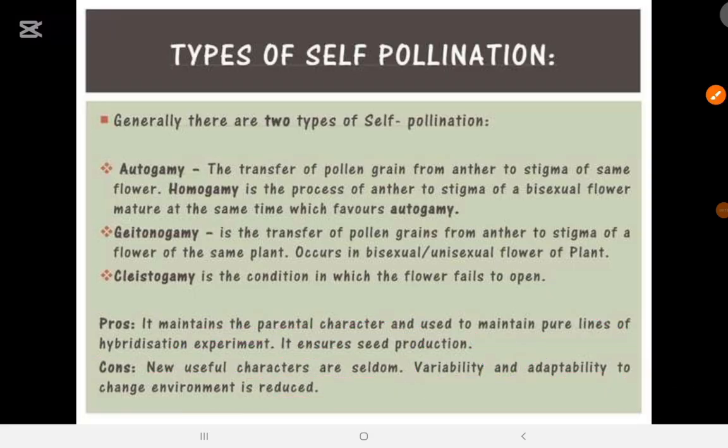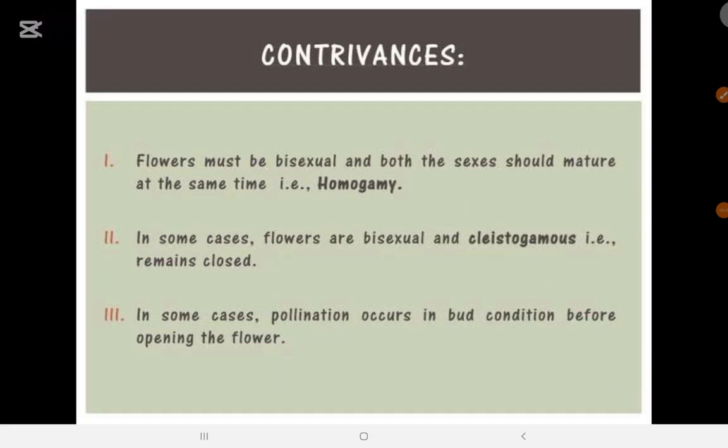All right. So now, what are the contrivances? The flowers must be bisexual and both the sexes must mature at the same time. So that's homogamy. In some cases, flowers are bisexual and cleistogamous, that is, they remain closed. And in some cases, pollination occurs in bud condition before the flower even opens. So these are the contrivances favoring autogamy, the self-pollination.